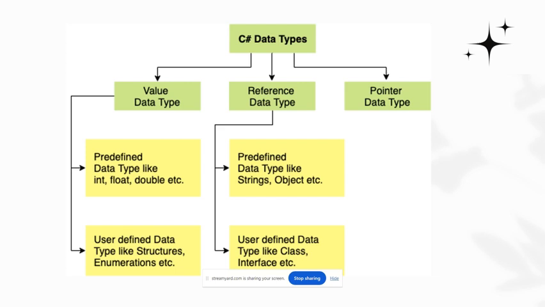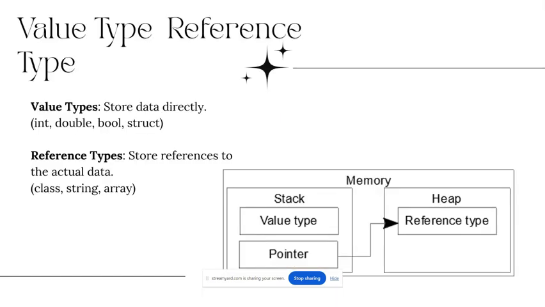Now let's move on to C Sharp data types. In C Sharp, data types are categorized into reference types, value types, and pointer types. Understanding the differences between these categories is fundamental for effective programming in C Sharp.